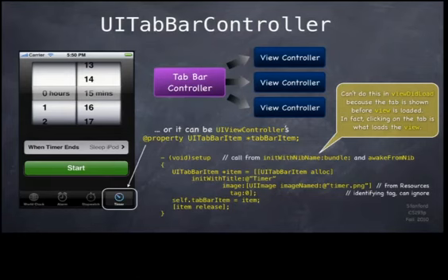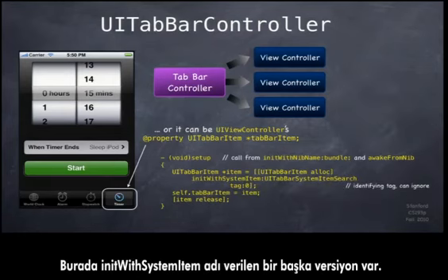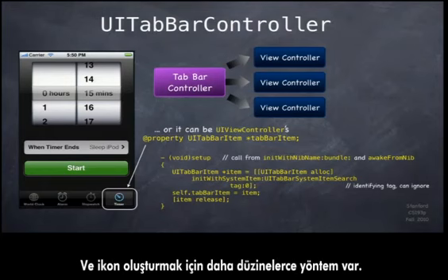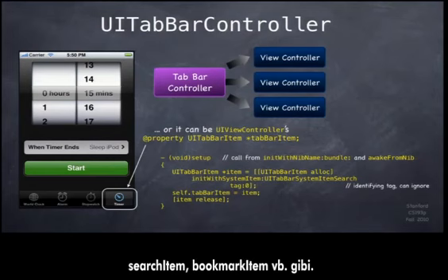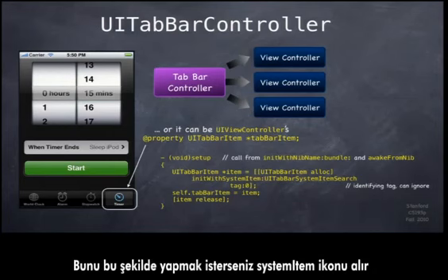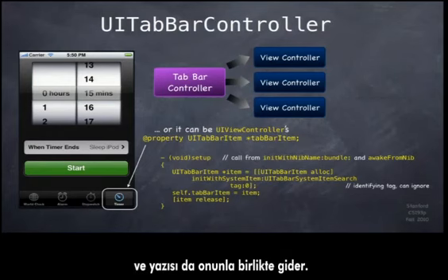Okay? So there's another version of this called init with system item, and there's about a dozen different kinds of system item icons there, like a search item and bookmark item, I think, things like that. So you can peruse those, see if some of those icons might work for you. And if you do it that way, the system item will have the icon and the text that goes with it.